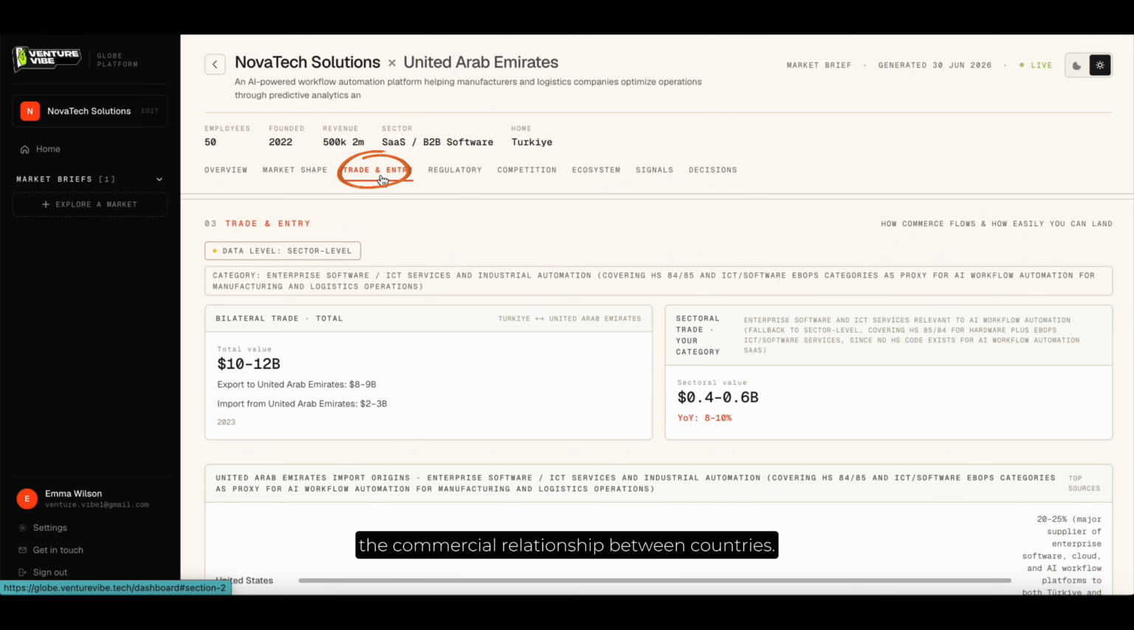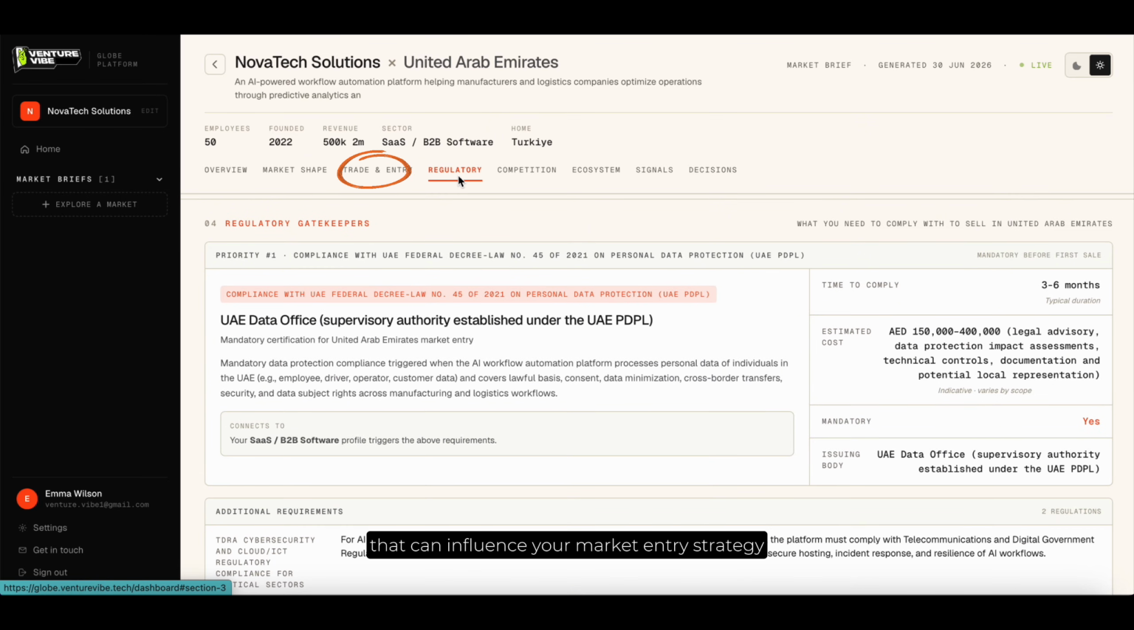Trade and entry. Here you'll understand the commercial relationship between countries. The report highlights bilateral trade volumes, sector-specific trade data, and useful insights that can influence your market entry strategy. Regulatory. Before entering a new market, compliance matters.